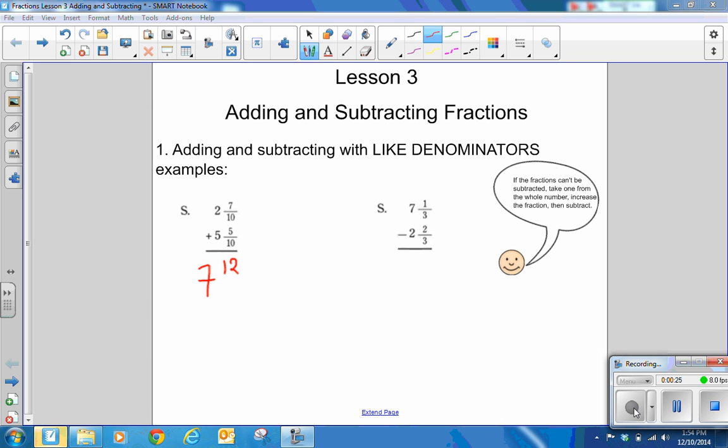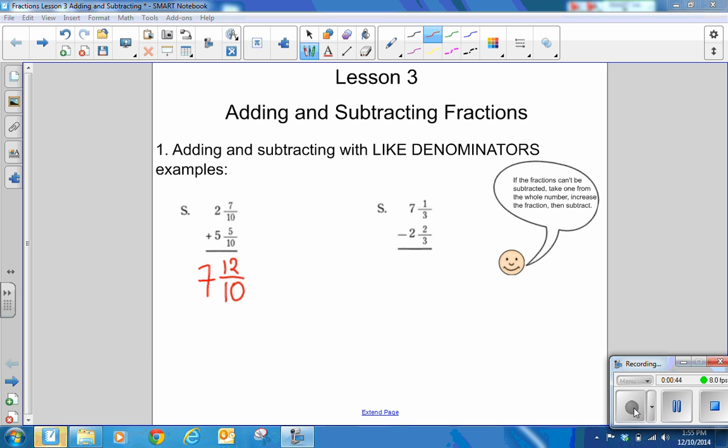I have the same denominator of 10, so I don't need to do anything with the denominator. I just add the numerators. Now, as you can see, 12/10 is an improper fraction. So what I need to do is change this number to a mixed number.